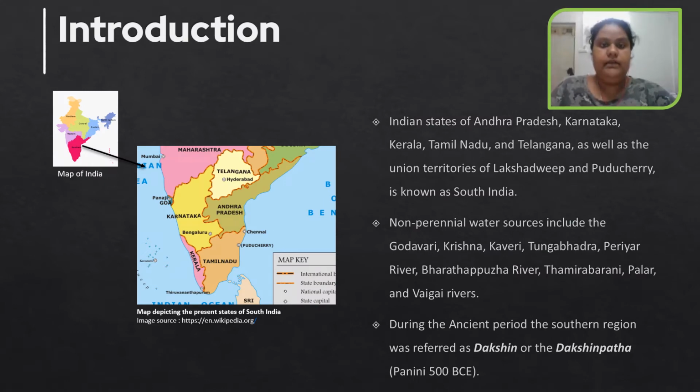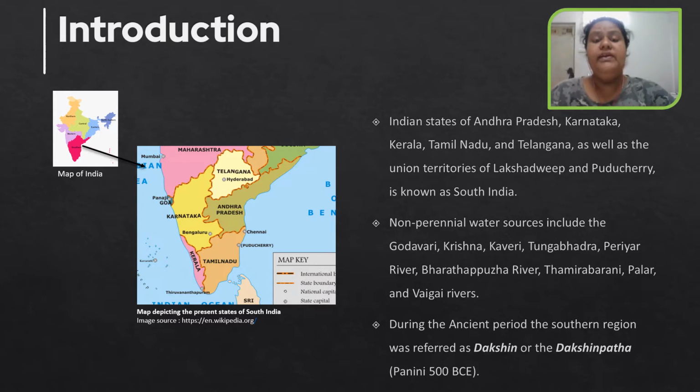Before we begin, I would like to introduce South India. The southern part of India, which includes the Indian states of Andhra Pradesh, Karnataka, Kerala, Tamil Nadu, and Telangana, as well as the union territories of Lakshadweep and Puducherry, is known as South India. South India is bordered on the east by the Bay of Bengal, on the west by the Arabian Sea, and on the south by the Indian Ocean, with the mountain ranges, the Western and the Eastern Ghats, flanking the plateau heartland. The geography of the region is diversified.